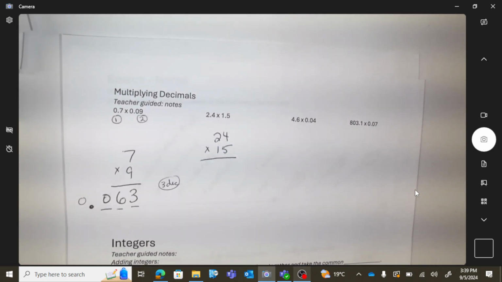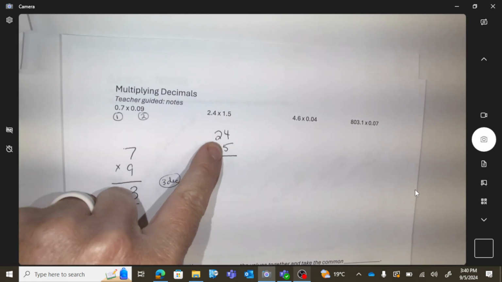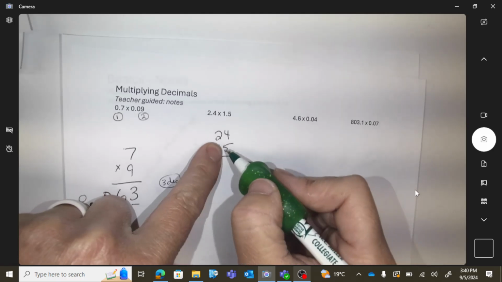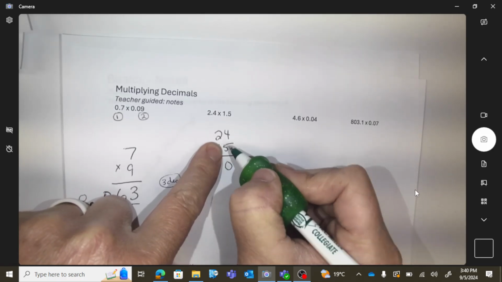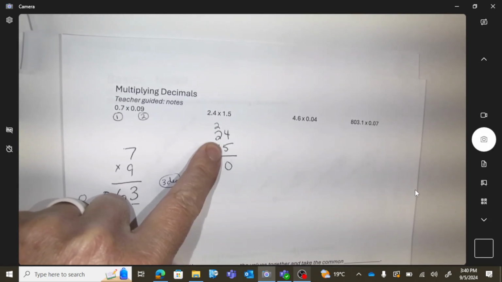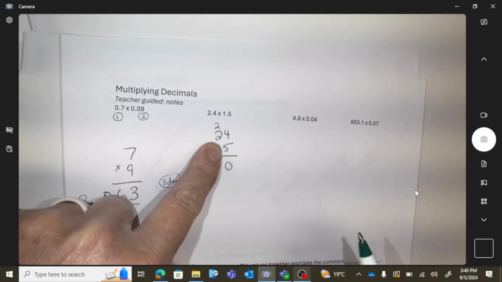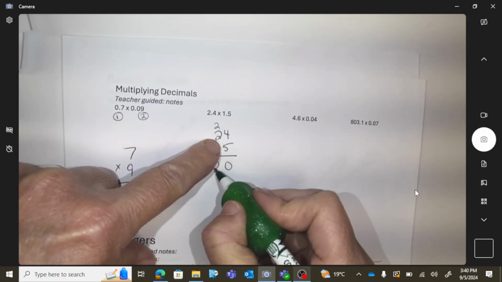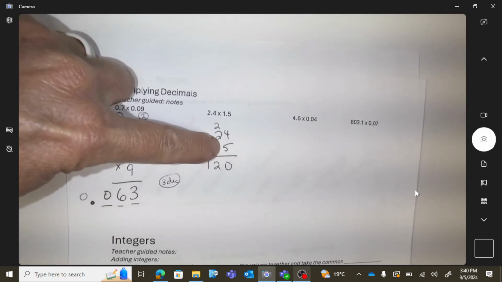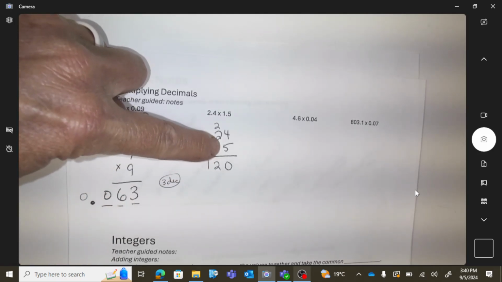I'm going to write the question without any decimals in it at all. So I'm going to do this where I times by 5. So 5 times 4 is 20. 2 times 5 is 10, and then the carried adds on to make 12. Okay, so 24 times 5 is 120.